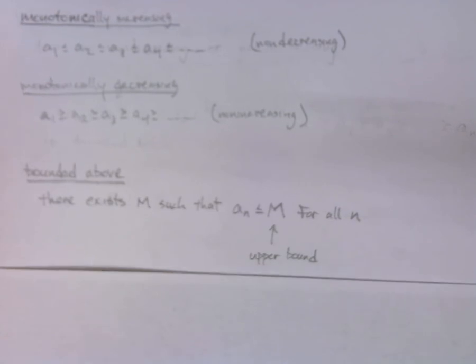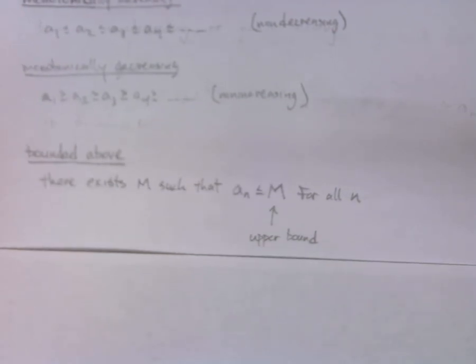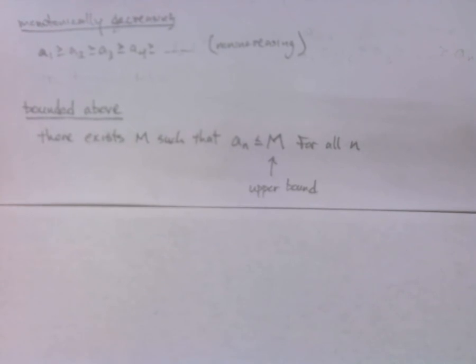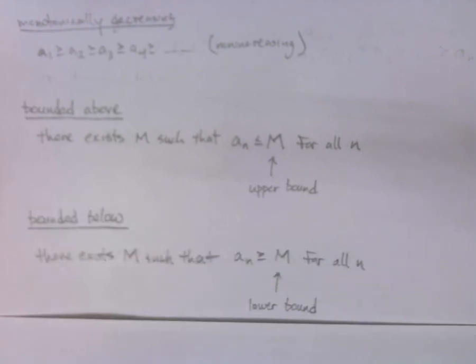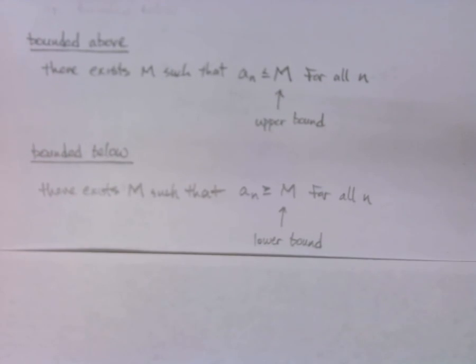We've got this language for being bounded. Maybe a sequence is bounded above. There exists capital M such that all of the terms of the sequence are less than or equal to capital M for all n. Every term is less than or equal to that, then it's bounded above. We can have bounded below. There exists capital M such that every term in the sequence is greater than or equal to capital M. Capital M is a lower bound if every term is bigger than or equal to it.